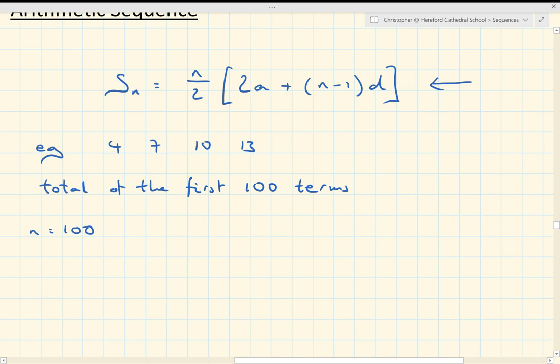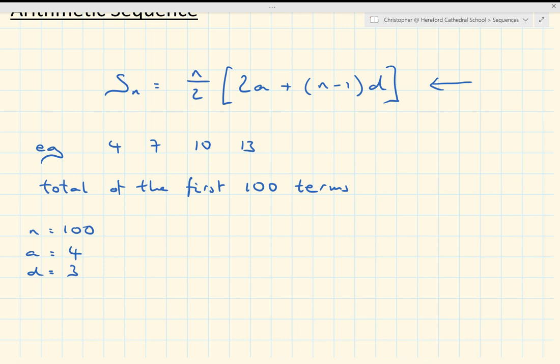a in the formula, a being the first letter of the alphabet, is the first term of the sequence, which in our case is 4. And d in the formula is the difference, and in our case, the difference between each of the terms is 3. So that's all we need to know to work out the sum of the first 100 terms.